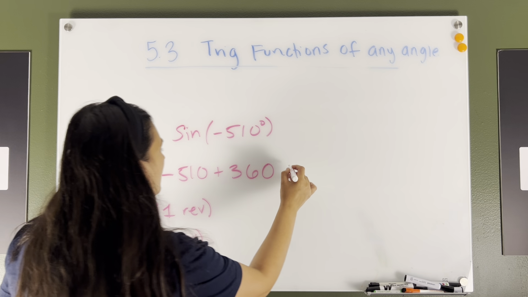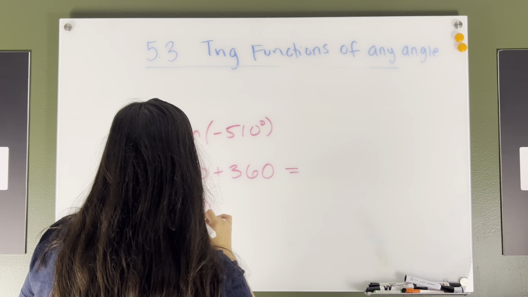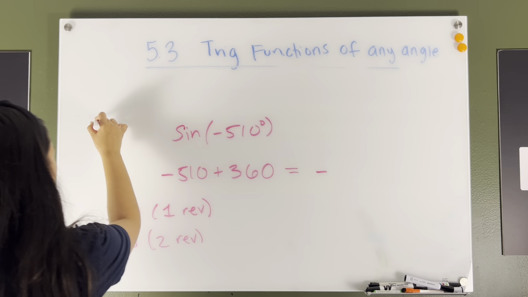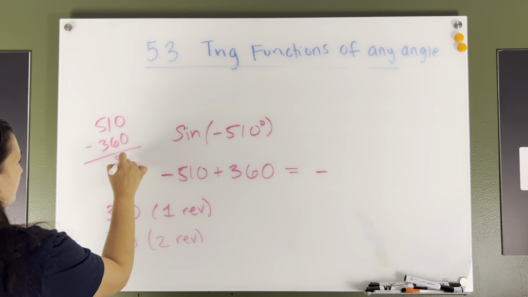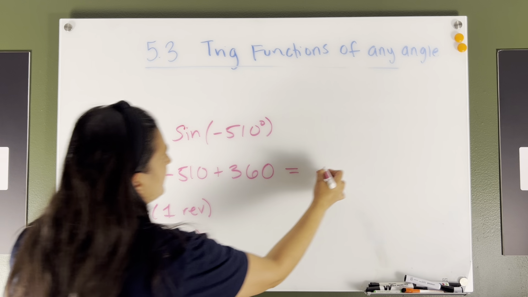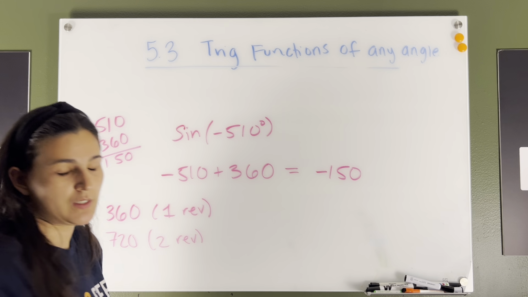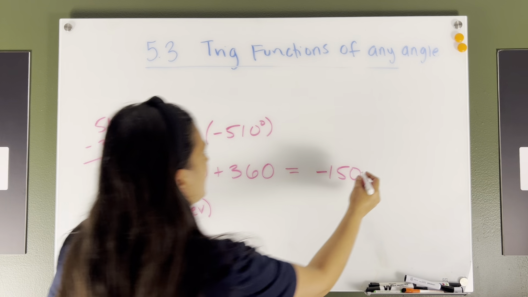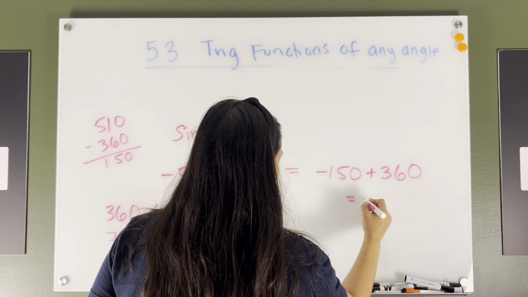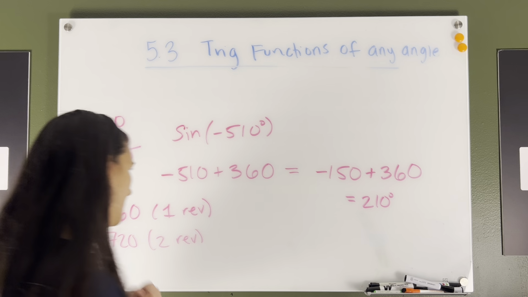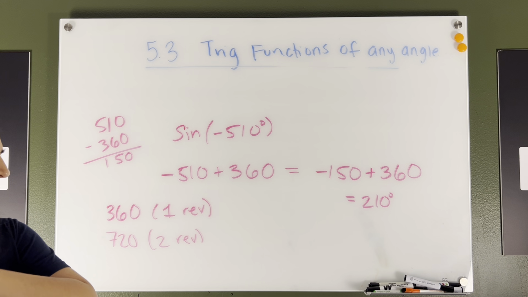Okay, so negative 510 plus 360 would be negative 150. So it's still not between 0 and 360. I can add another revolution, and that would be 210 degrees. In fact, I think we did this one in class in section 5.1.